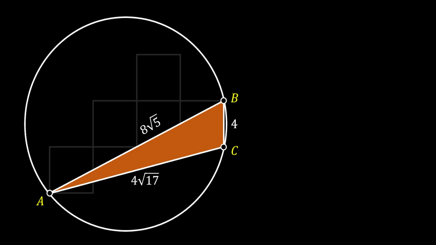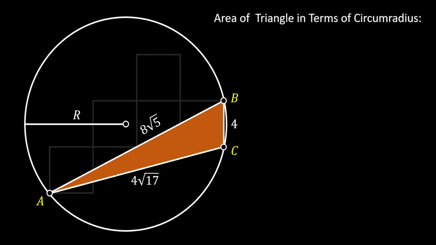And furthermore, if you take a look at our circle, whose radius I'm going to label as R, this circle will actually be the circumscribed circle around our triangle. So now we're going to use one really interesting formula for the area of the triangle in terms of circumradius. This formula states that the area of any triangle is equal to the product of its sides divided by 4 times the value of circumradius.